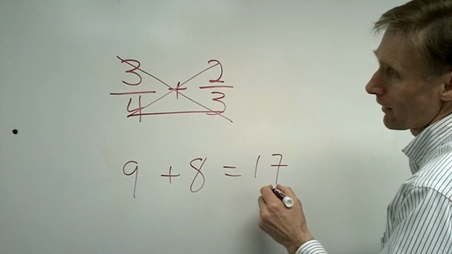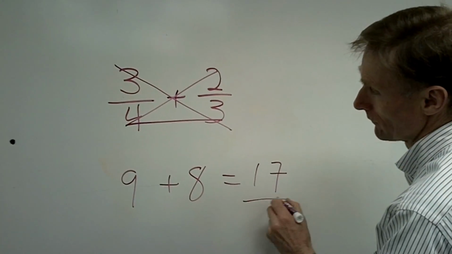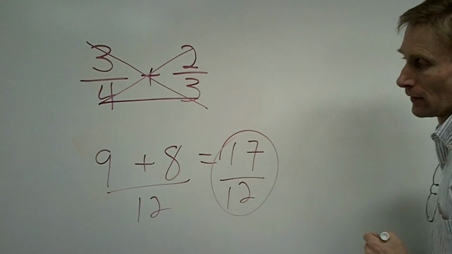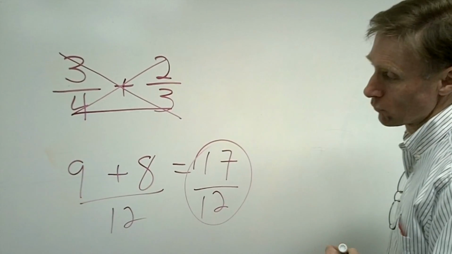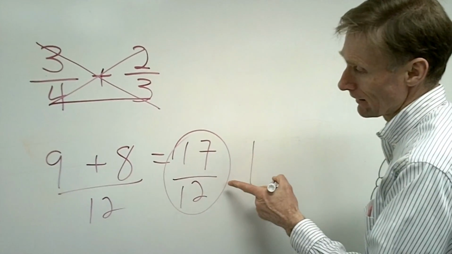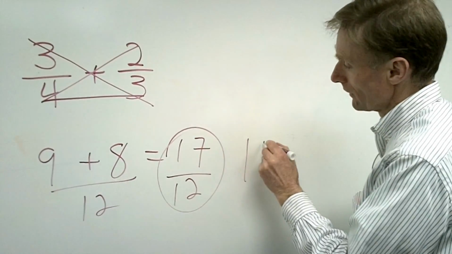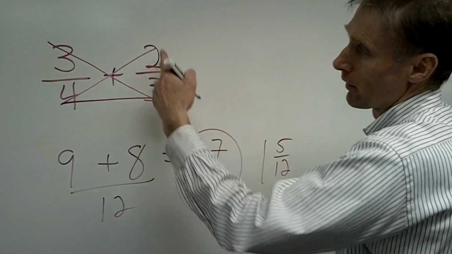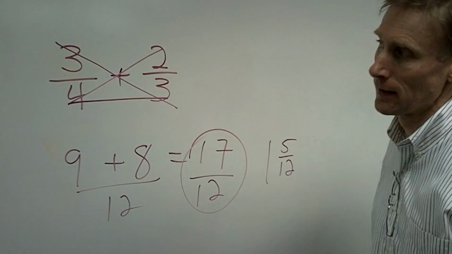So we do that by going 4 times 3, which is 12. And you get 17/12. Now, if you want, you can break that down, 12, and then you can have 1 5/12. But this is the part that we're most interested in right now.